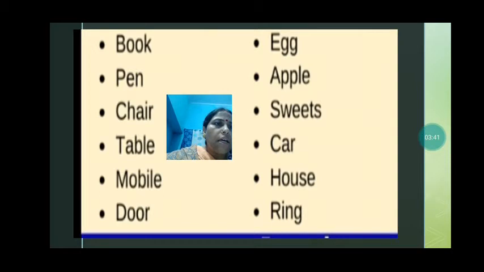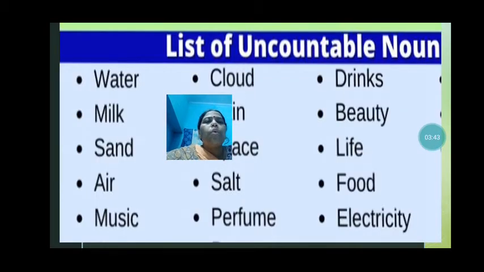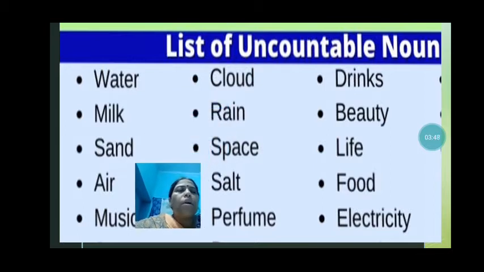Now we will see uncountable nouns. Water, milk, sand, air, music. We can't count them. Cloud, rain, space, salt, perfume, drinks, beauty, life, food, electricity. These come under uncountable nouns.